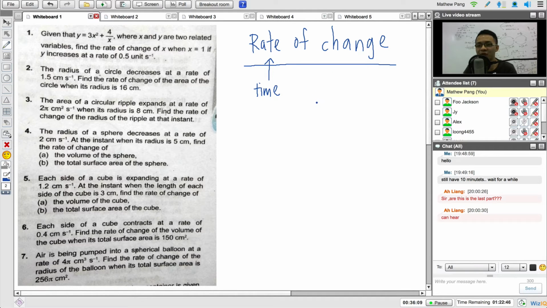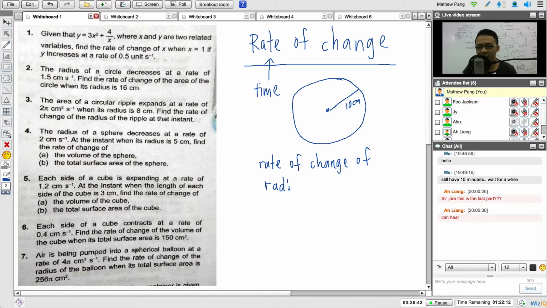The most important formula for rate of change is the chain rule. But before you go to the chain rule, I want you to understand the meaning of rate of change. Let's say we have a circle with a center point and a radius. Let's say the radius is 10 cm. Then I tell you the rate of change of radius is 1 cm per second. And then I ask you to find the rate of change of area.